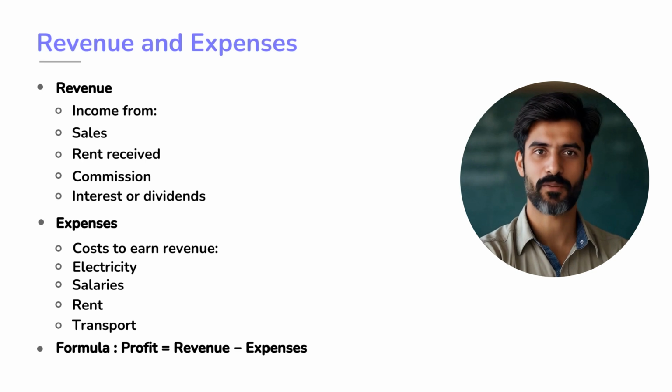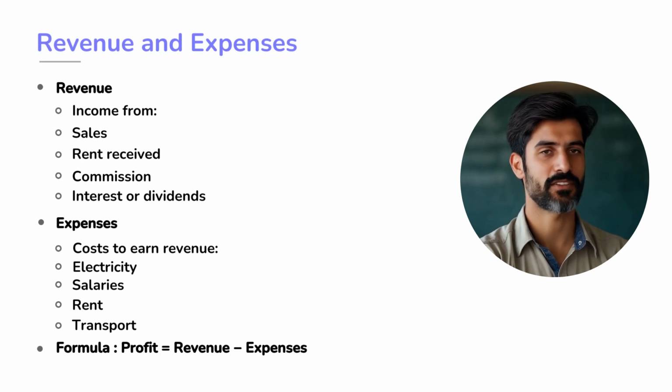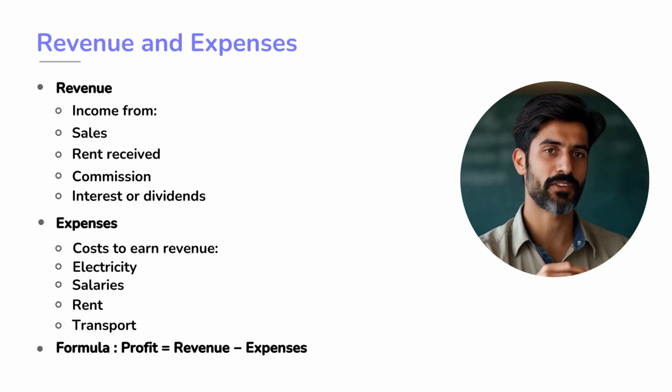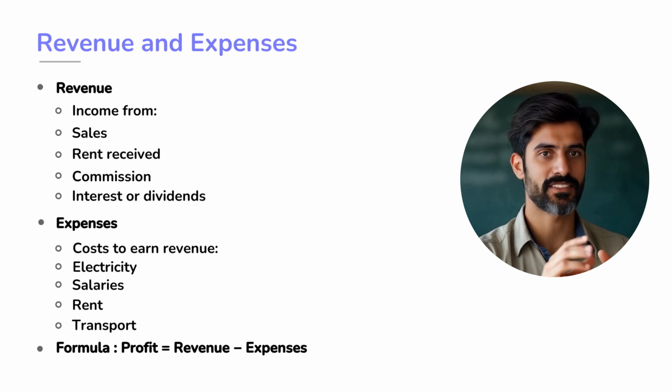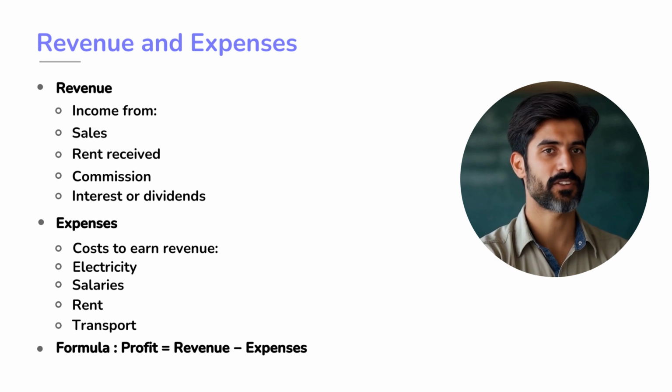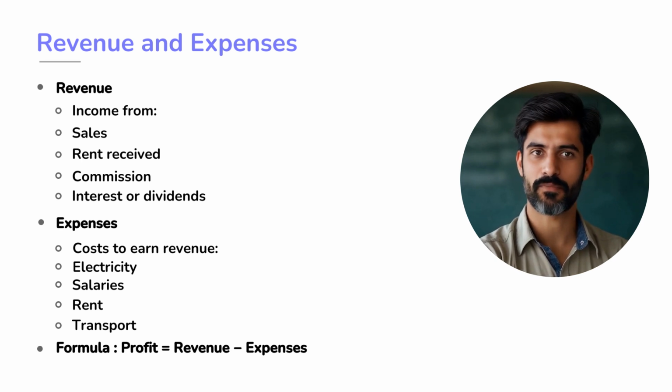Revenue is all income earned through sales, commissions, rent, dividends, and more. Expenses are costs incurred to earn that revenue, like electricity, salaries, and transport. Profit equals revenue minus expenses.